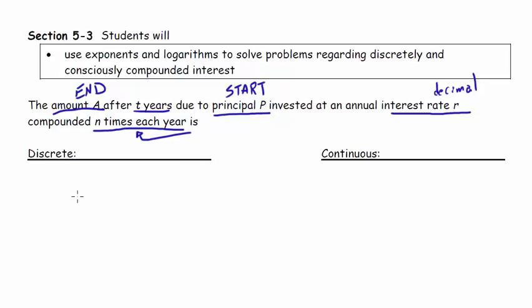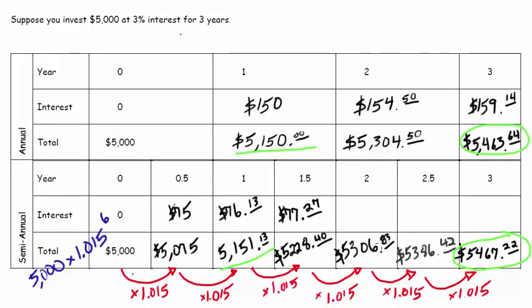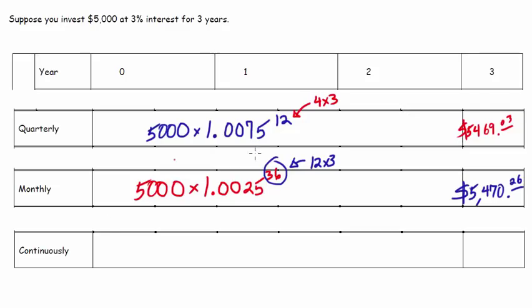All right, so what did we do? We started with that $5,000, P, right? And we multiplied it by 1 point something. So how did we come up with that? Well, it was always 1, right? Because we're going to keep what we already have in the bank, that 100%, plus the decimal portion. How did we come up with this 0.015? Or this 0.0075 or 0.0025?